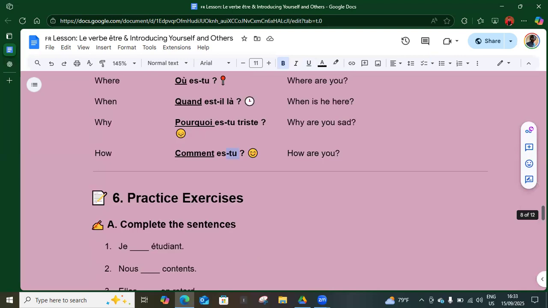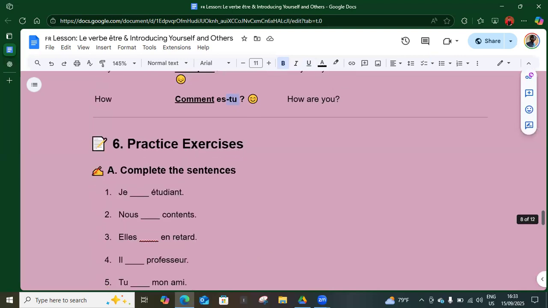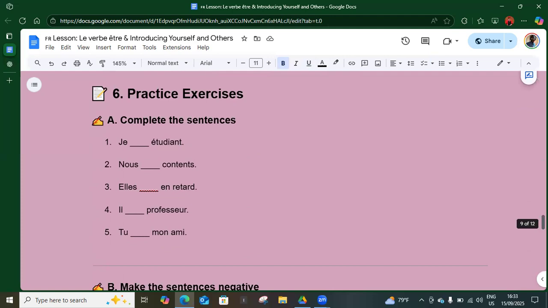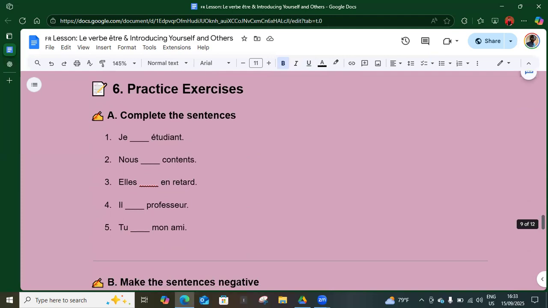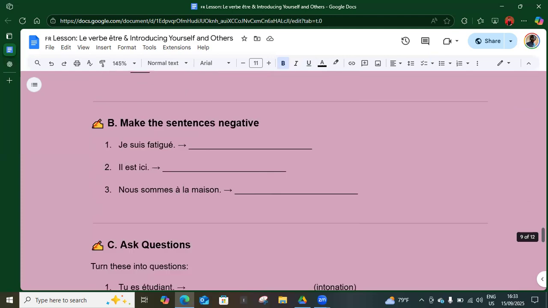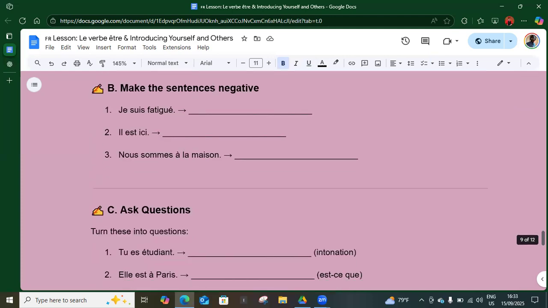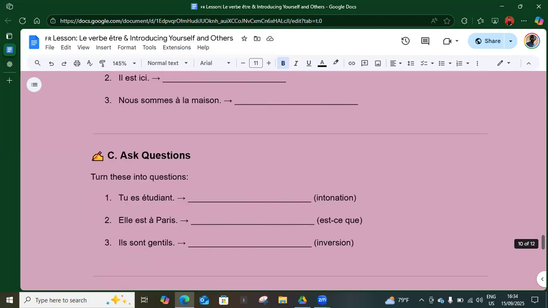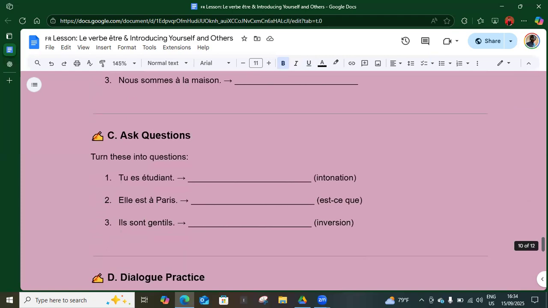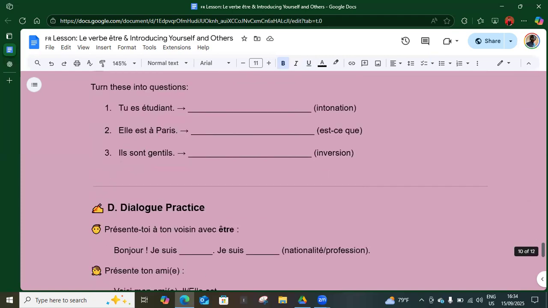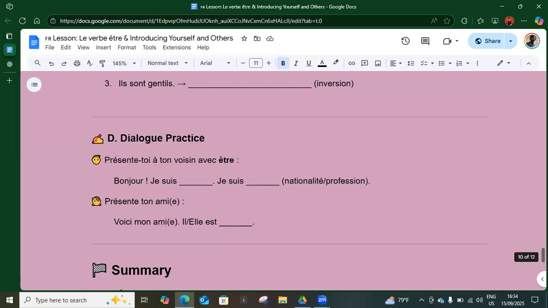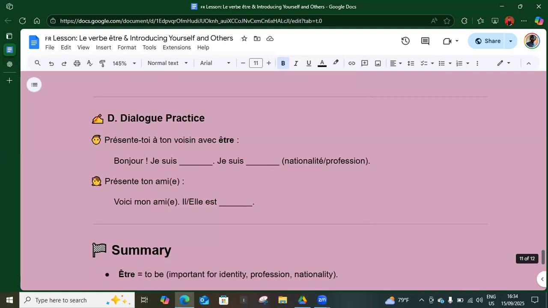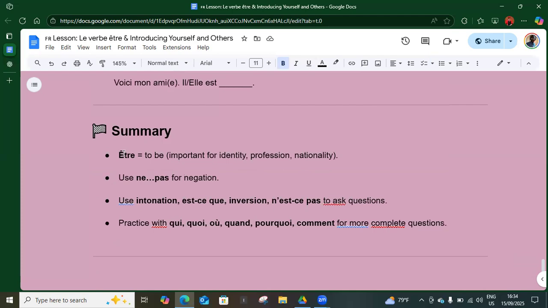I have a practice exercise for you. You can pause the video and practice this with the conjugation above. So you need the conjugation at the beginning of this tutorial to do this assignment. The same thing goes with the B here. You can practice it as well. The same thing goes with the C here. You can pause the video and practice this one. And the dialogue practice here, you can do the same. And for summary, you can pause and take notes.